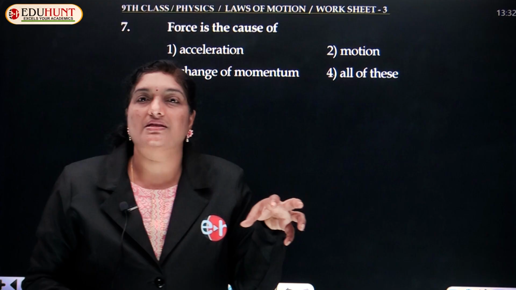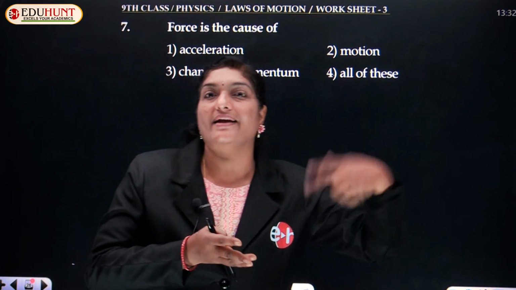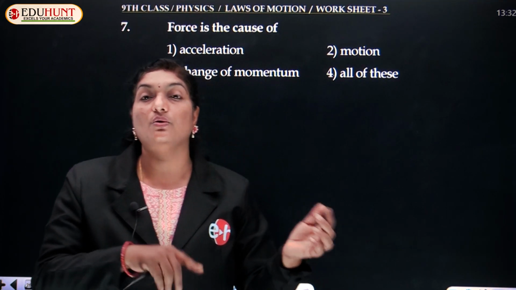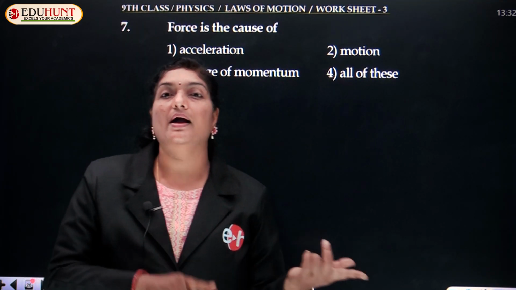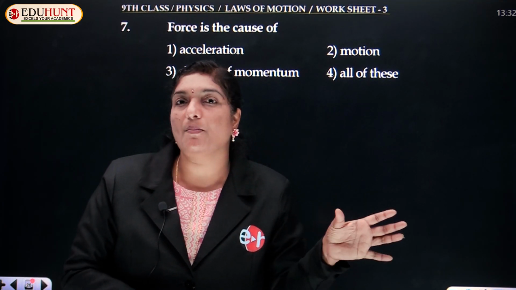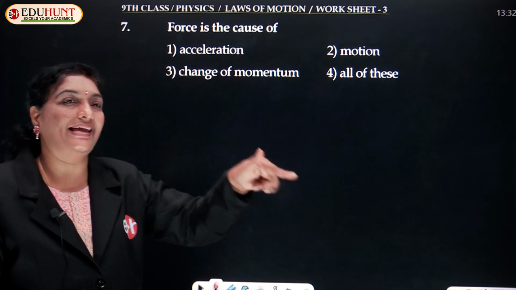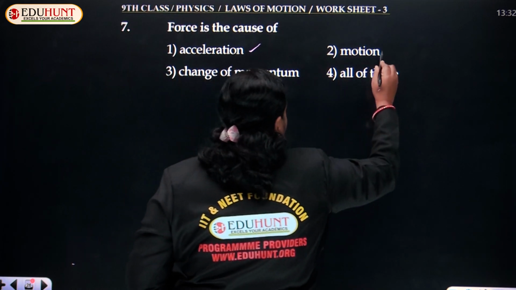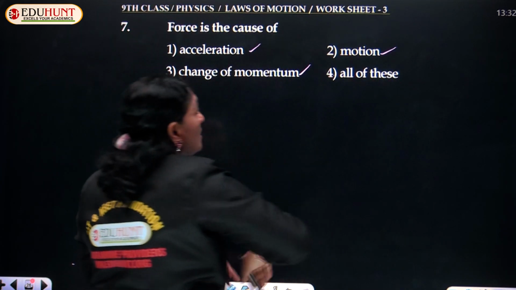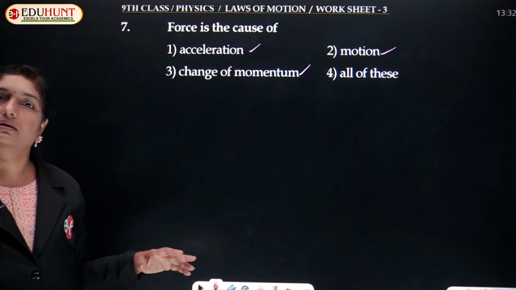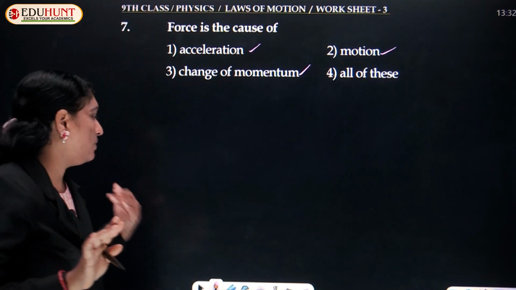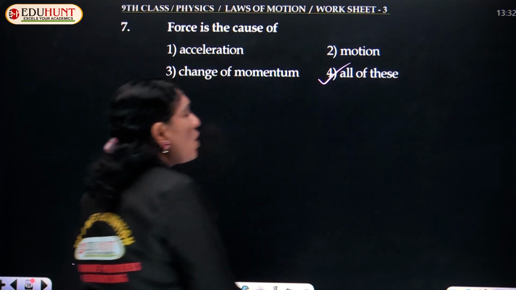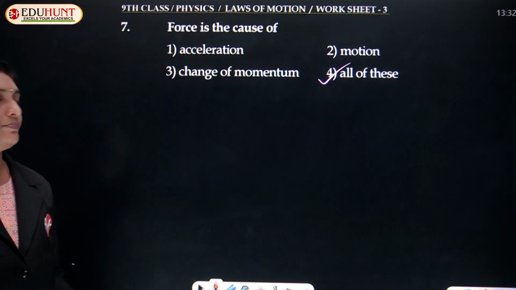Initially it was moving with some velocity u. Force is applied, velocity is changed to v. Then change in velocity equals v minus u. Change in momentum equals mv minus mu. So change in momentum is produced due to the application of force. So force is the cause of acceleration, cause of motion, cause of change in momentum. So all the above given concepts are true. So the only correct option among these is option number 4, all of these.